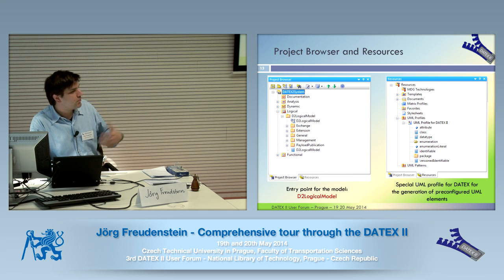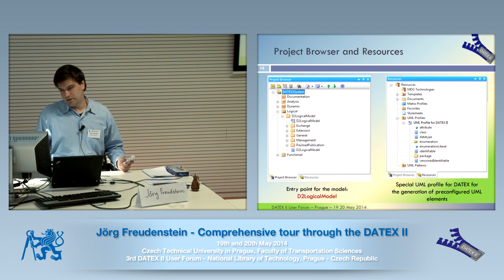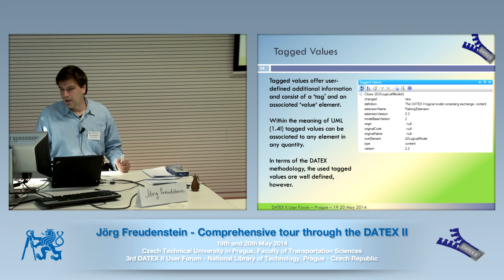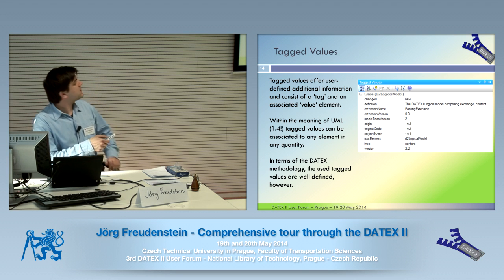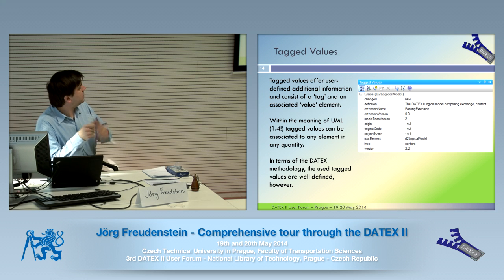When you work with the model and want to create new elements, you shouldn't use standard UML model elements, but you should use elements from this UML profile to do it in the correct way. I talked about tagged values. This is the third view we need in Enterprise Architect. Tagged values are custom values with a tag and a value, so some kind of key and value system.